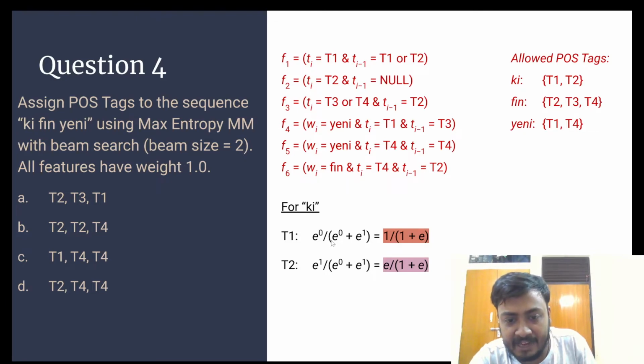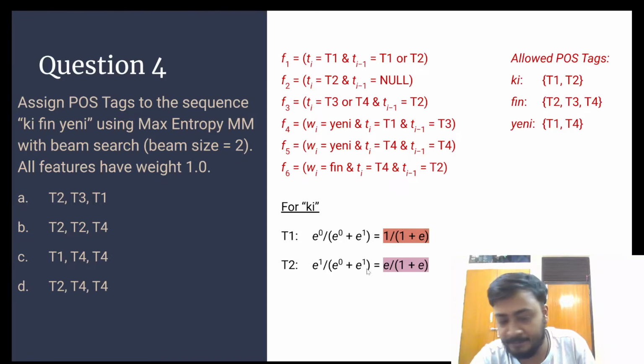And then the denominator is for normalizing. So if you calculate all possible combinations, then the denominator will be the sum of all the numerators. So e0 by e0 plus e1. So you have e0 and e1 as the possible numerators, right? So the denominator will be e0 plus e1.